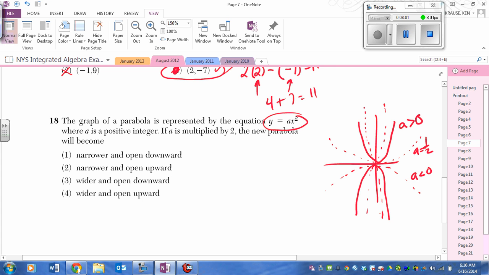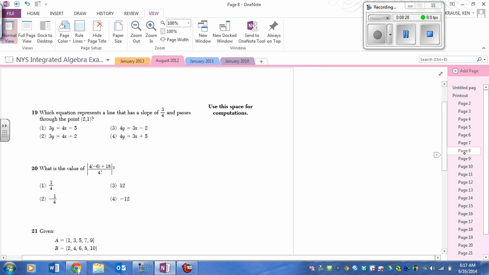So now let's go over here. It is a positive integer. This means it's going up. It's going to be facing up. And it's multiplied by 2, which means it's going to make it steeper. So it's going to open upward, and it is going to be narrower. All right, next page, kids.